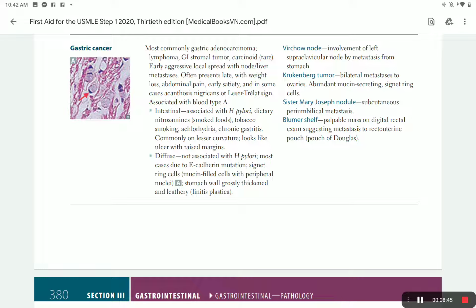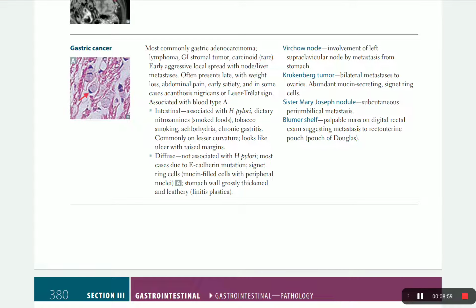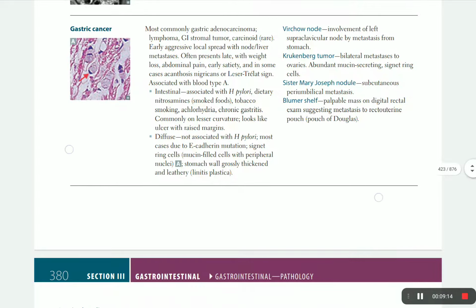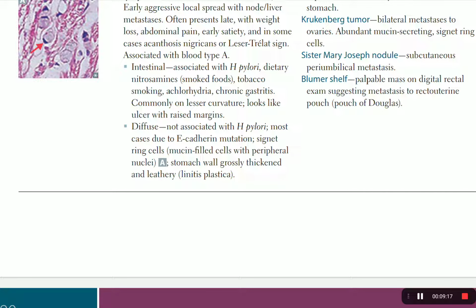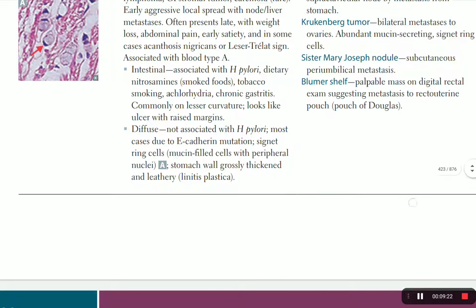The intestinal type is associated with H. pylori, dietary nitrosamines, and smoked food. That's why stomach cancer is very common in Asia, in China. So smoked food is a risk factor for gastric cancer. Also tobacco, achlorhydria, and chronic gastritis. It is commonly on the lesser curvature and looks like an ulcer with raised margins.